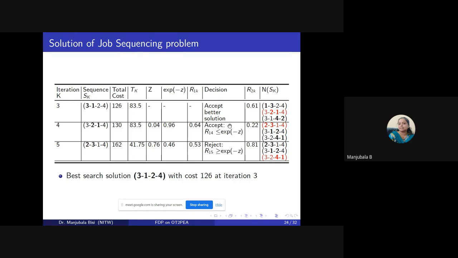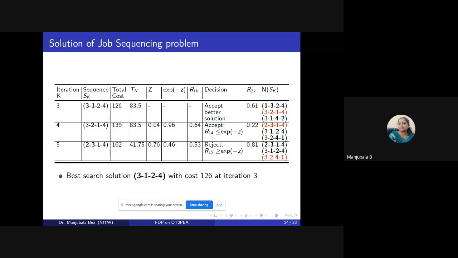Now small t equals 3. Three accept iterations over, right? Again, from this 3, 1, 4, you have to explore the space, so again you find out the neighbor. Again, you generate a random number. Suppose you are getting 2, 3, 1, 4. Now you see, for this fifth iteration, the current sequence is 2, 3, 1, 4. Its objective value of the cost is 162, which is higher than 130, right?